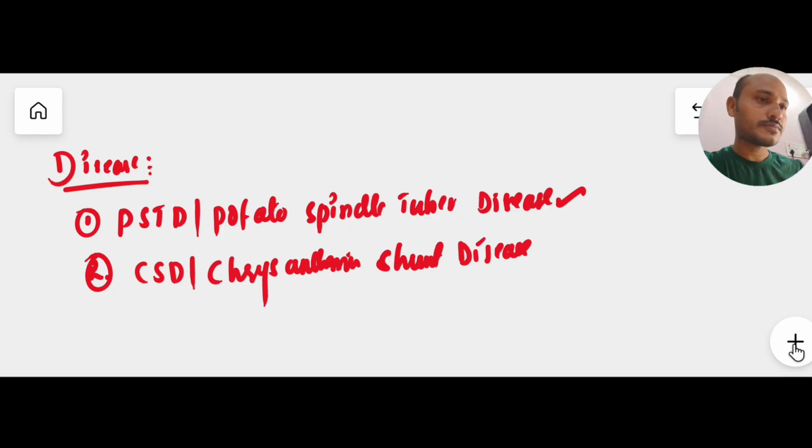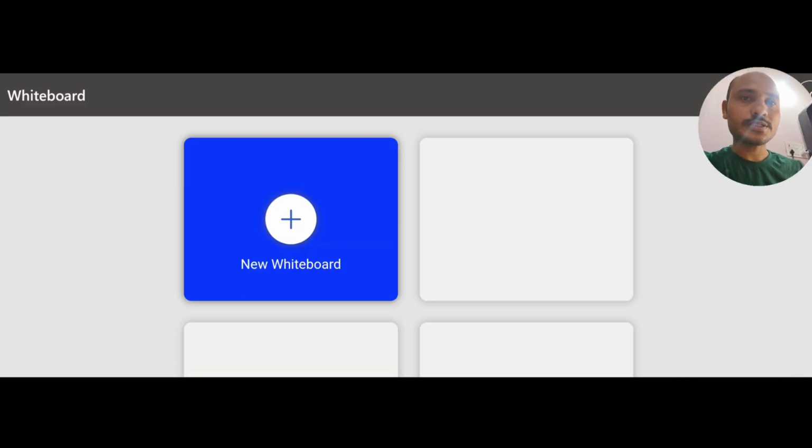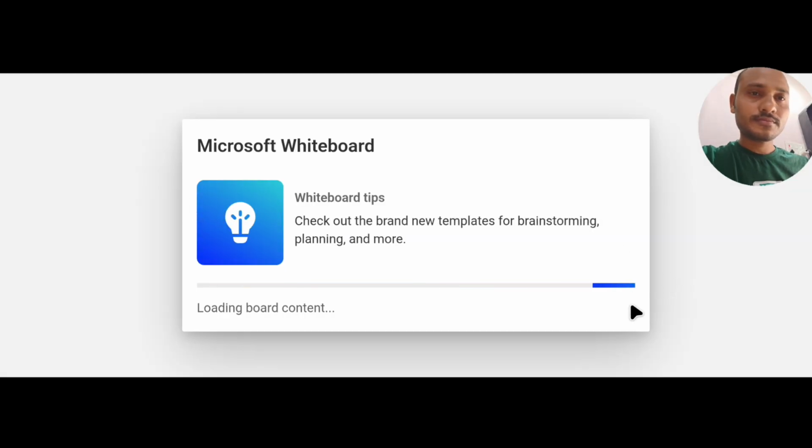Now we move on to another important organism, that is prion.